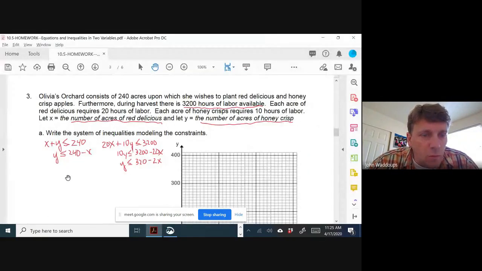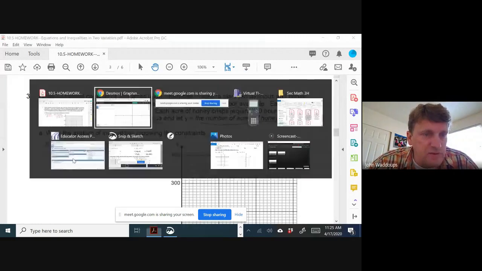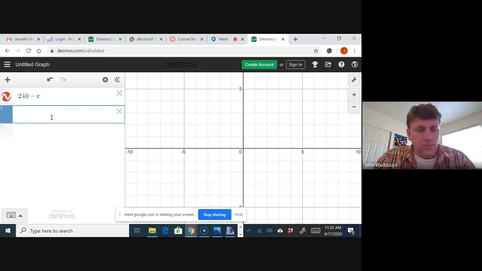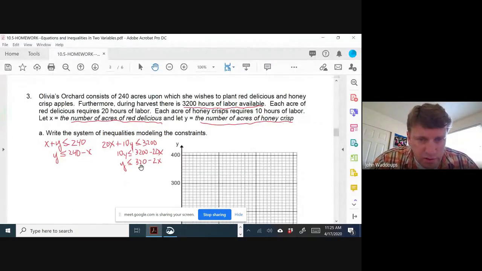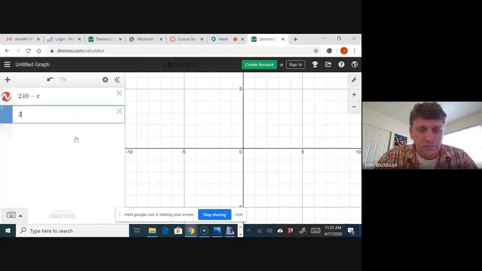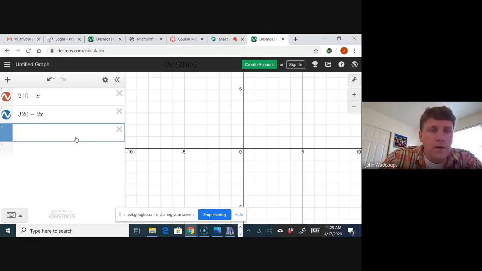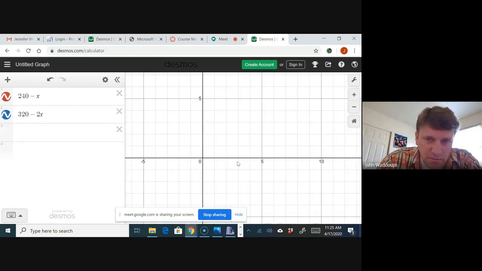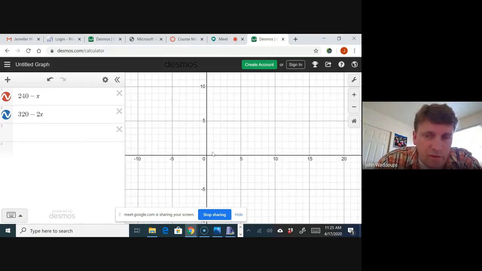So y is less than 240 minus x. I would just type in 240 minus x. Another inequality, 320 minus 2x. Now, normally when you type these in, they just automatically appear. And if you can't see them, it's usually because maybe you're not zoomed into the right place. So I use my wheel to zoom out. If you don't have a wheel, you can use the plus or minus signs here as well.